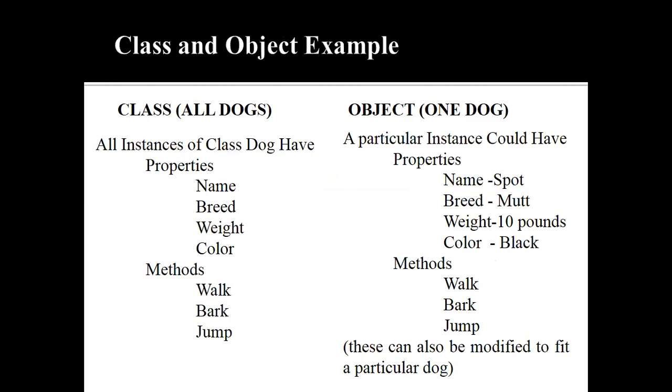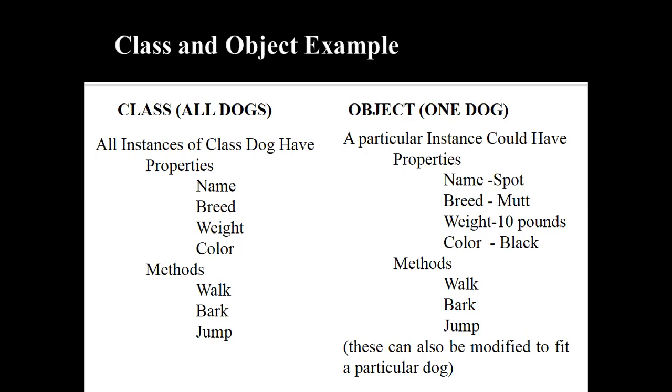So for more understanding, here we have an example of class and object. In class, all dogs. We can make a good example: in class we have all students, and in object each student has a specific height, specific marks, specific gesture, specific bag. So here in this example, we have a dog as a class, and all instances of class dog have properties. Every dog should have a name, breed, weight, color. For methods, they walk, bark, jump, howl.